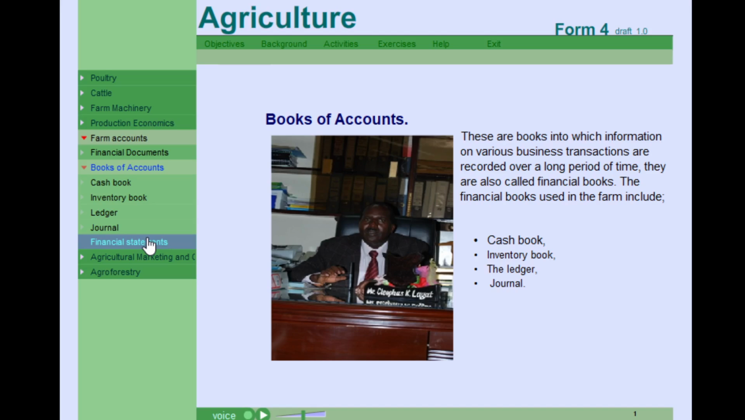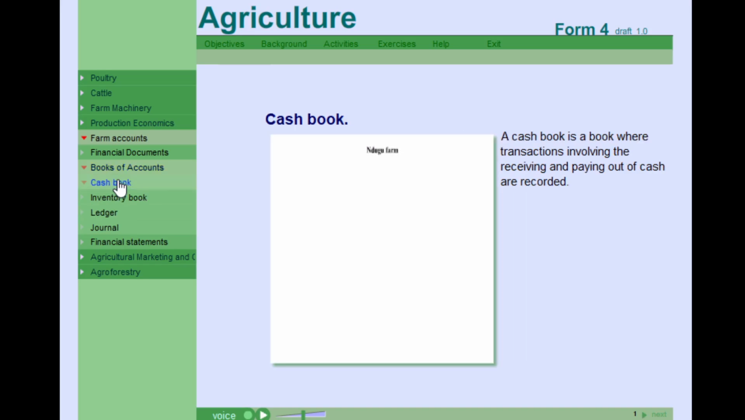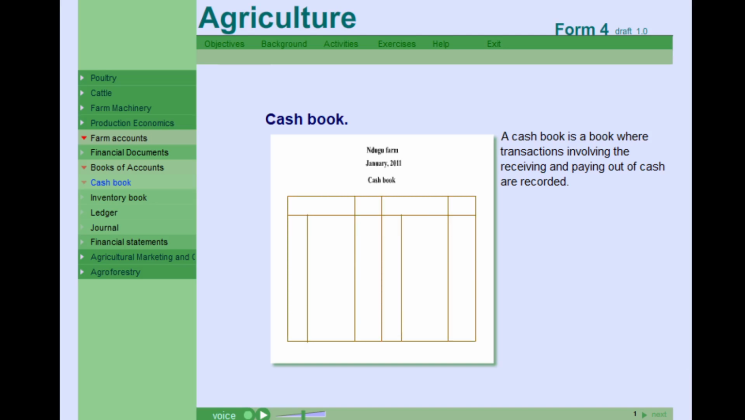Books of account. These are books into which information on various business transactions are recorded over a long period of time. They are also called financial books. The financial books used in the firm include cash book. A cash book is a book where transactions involving the receiving and paying out of cash are recorded.